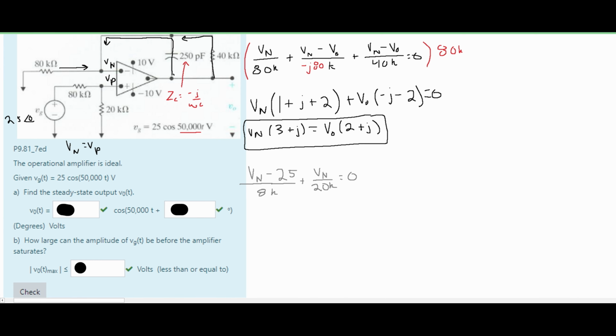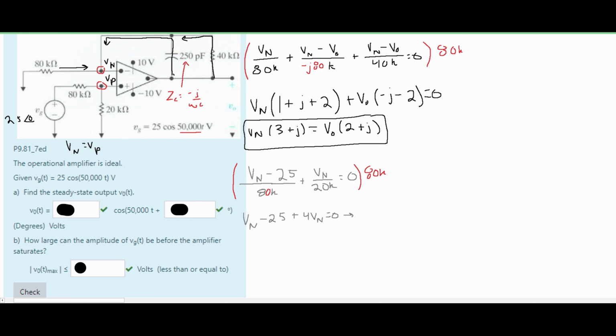Again, we're doing the node voltage method for this node as we did previously for this node. Now to simplify this, I am going to multiply everything by 80k. I also forgot a 0 here, so make sure we write that out correctly. But after I do that, we can rewrite this, and this is what we're going to get for our equation.